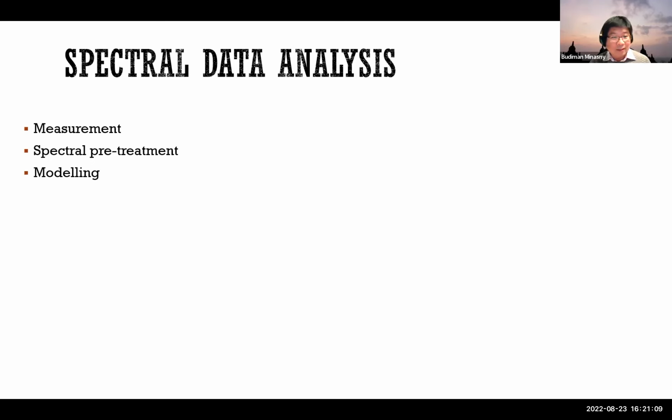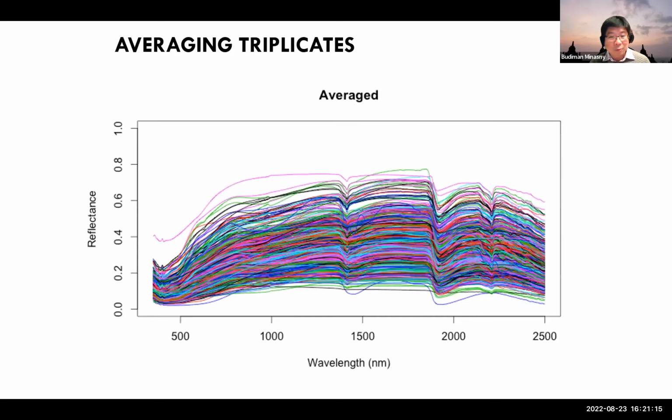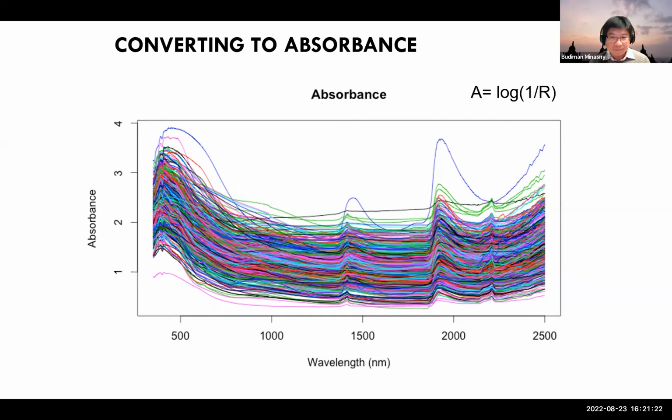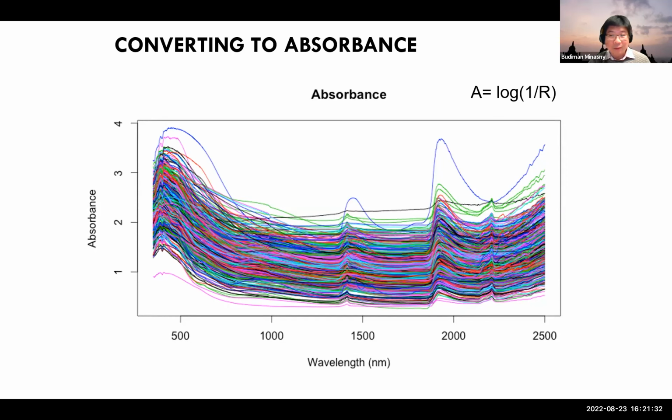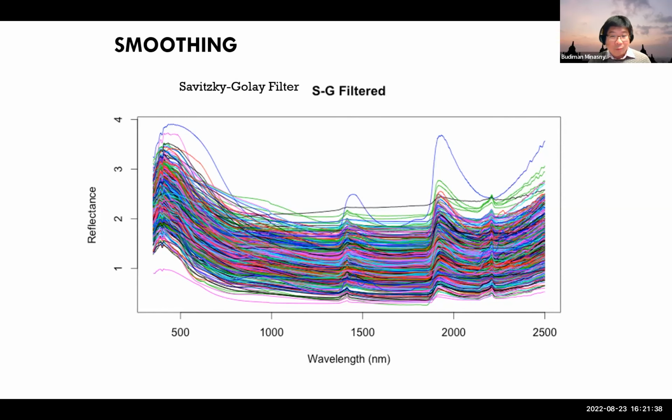So we have measurements, and then we get the data, but we need to do some spectral pre-treatment before we do modeling. Usually we take multiple samples and then average the spectra. Sometimes we convert from reflectance, which is what we measure, meaning how much of the light got reflected, to what we call absorbance. It's just an inverse relationship. And we do filtering, and the common way is a moving window filter called the Savitzky-Golay filter.